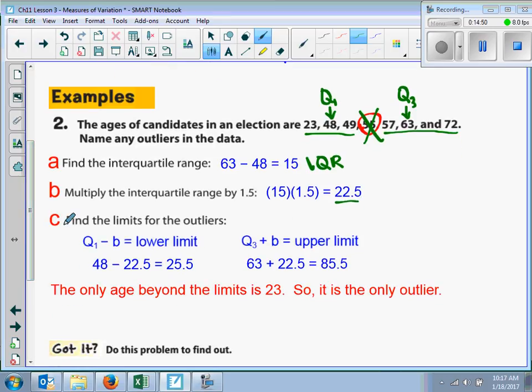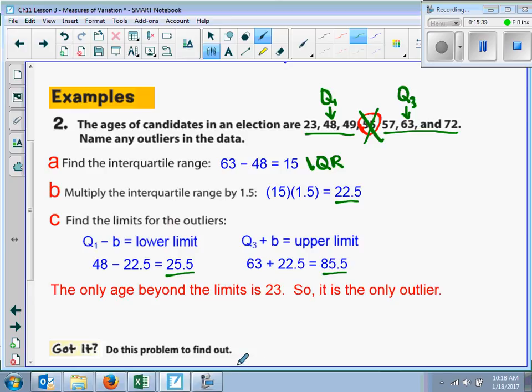So the third step, letter C here, is to find the limits for the outliers. The first thing I need to do here is find the lower limit. The lower limit is the first quartile minus what I got for B, which was 22.5. Is everybody with me? So 48 minus 22.5 is 25.5. Then I want to find the upper limit. To find the upper limit, we're going to add to the third quartile. So we have 63 plus the 22.5 gives me 85.5. That is my upper limit.